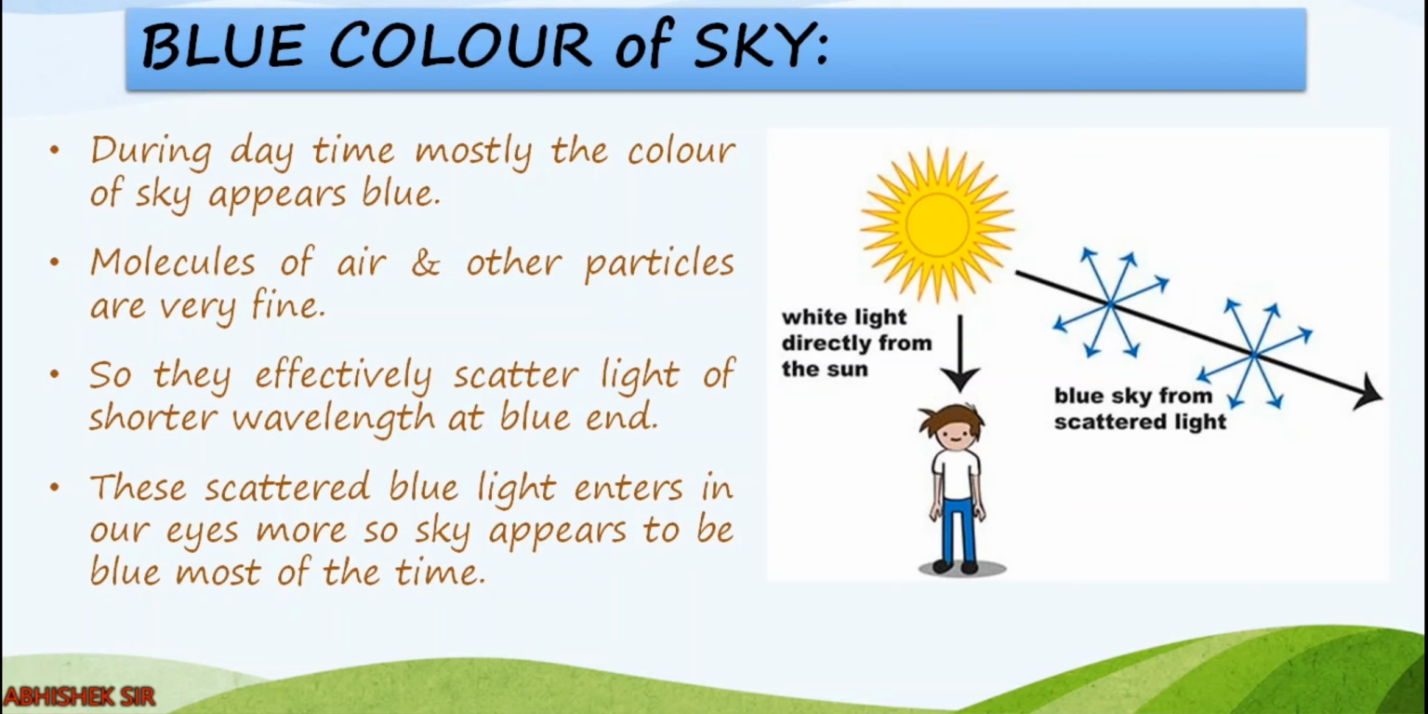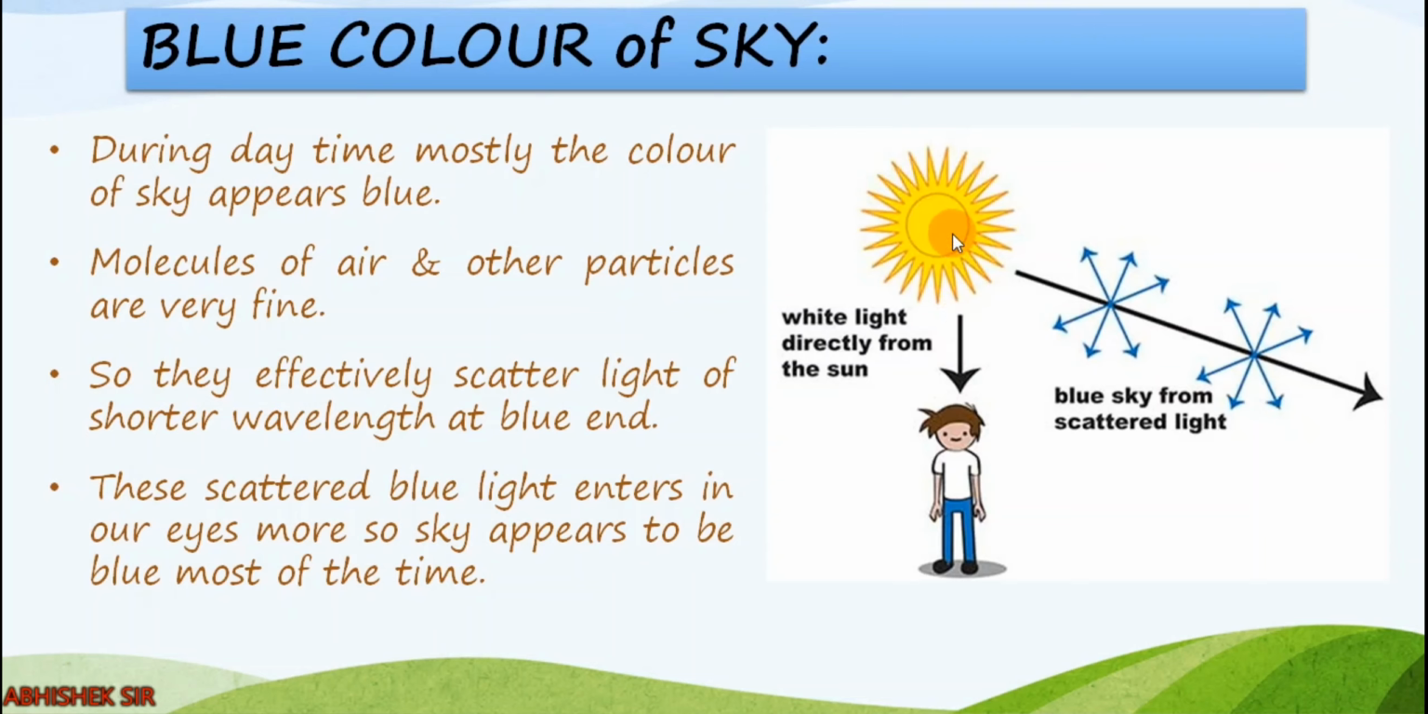But the atmosphere consists of mostly air and other fine particles. So they effectively scatter light of shorter wavelength, that is of blue color. Clear? Now if you see the sun directly overhead, when the sun is overhead, you won't see a blue color sky, right?